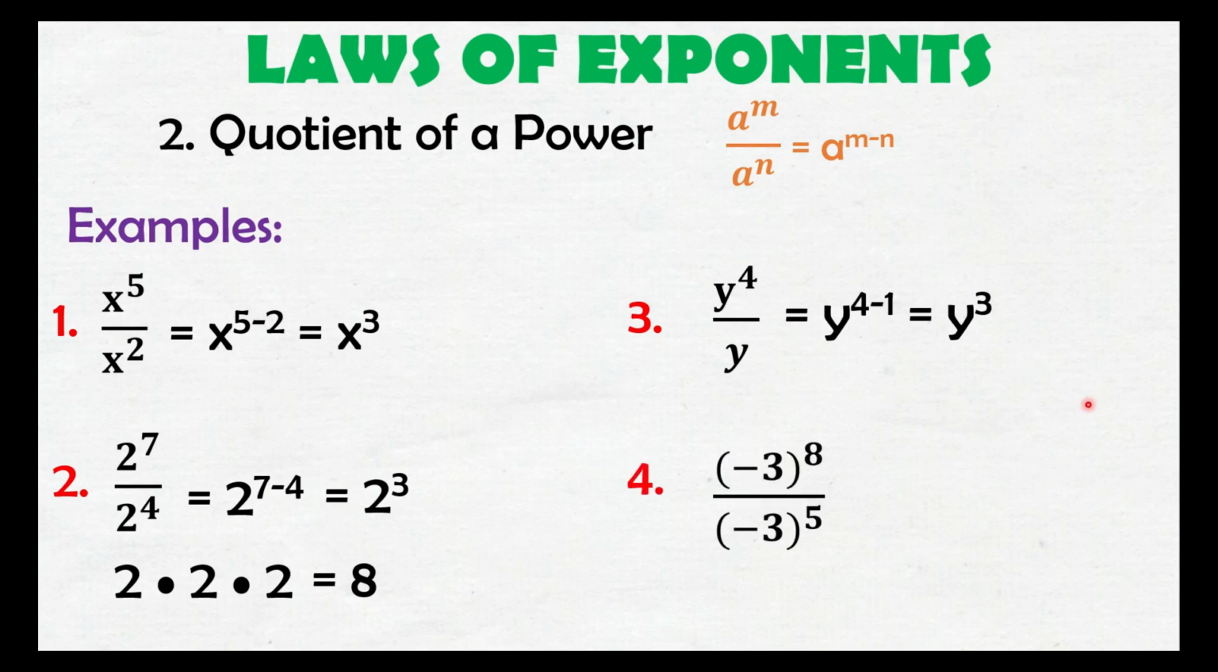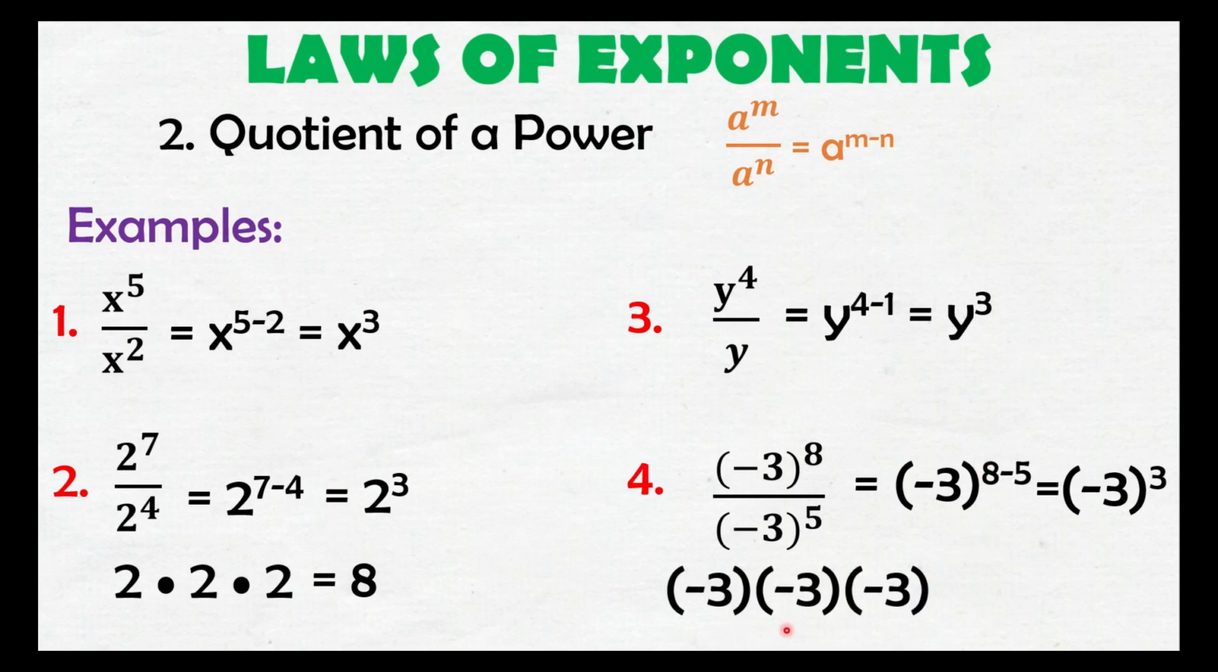Number 4, quantity negative 3 raised to 8 over quantity negative 3 raised to 5. So, rewrite natin, quantity negative 3 raised to 8 minus 5. Minus lang natin mga exponent niya. Okay? 8 minus 5, that is 3. And then, i-expand natin yung quantity negative 3. So, we have negative 3 times negative 3 times negative 3.